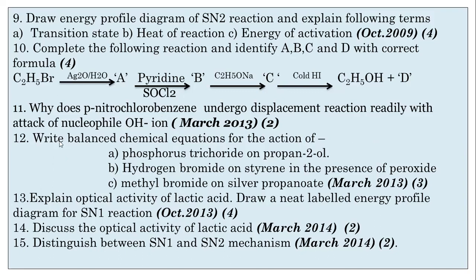Then the next question is given: write the balanced chemical equation for the action of phosphorus trichloride, that is PCl3, on propan-2-ol. Here chlorine is obtained, which means alkyl chloride is obtained, keep that in mind. Then hydrogen bromide on styrene, this is a very important question.